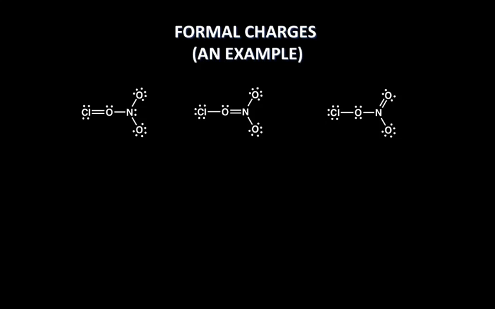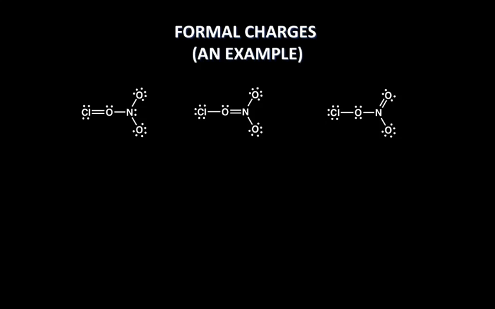So what we're going to do is calculate all the formal charges on all of the atoms in this molecule and use them to decide which of these Lewis structures is best. So here are 3 different Lewis structures for the molecule ClO and O2. And what we want to decide is which of them is better. And the only way to do that is to calculate the formal charges on all of the atoms in the molecule. So we'll start with the first molecule.